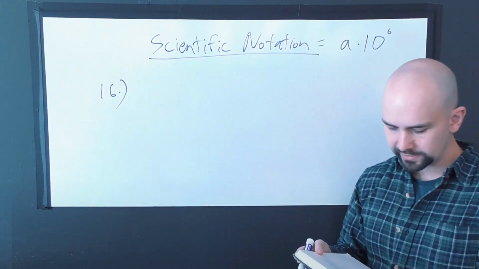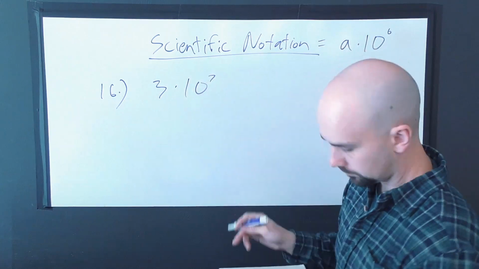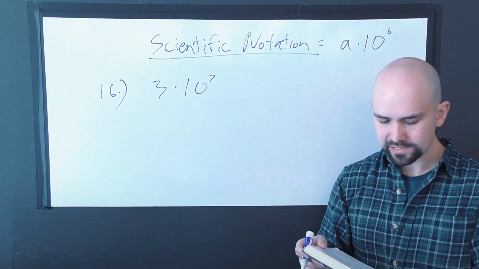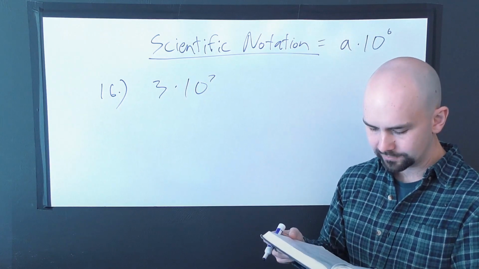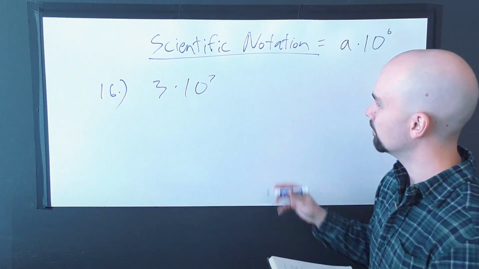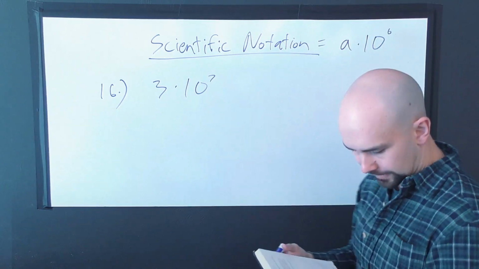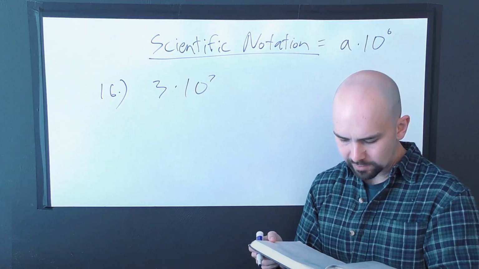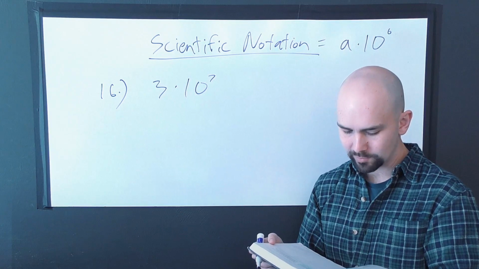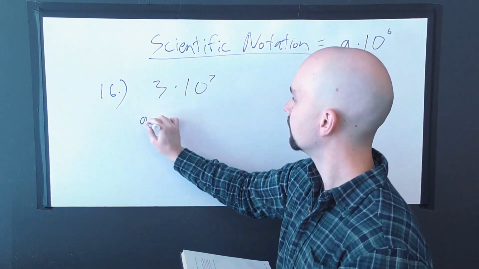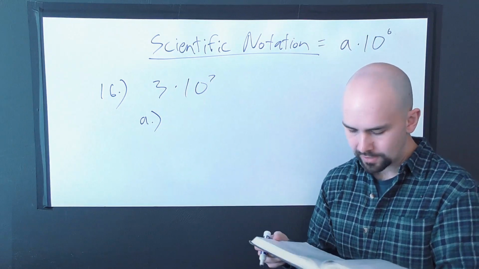There are approximately 3 times 10 to the power of 7 cubic kilometers of ice on the Earth. That's a lot. 1 cubic kilometer is equal to 10 to the power of 9 cubic meters. I won't write that yet. How many cubic meters of ice are there on the Earth? And write this number in decimal form. So A, first of all, how many cubic meters of ice are there on the Earth?